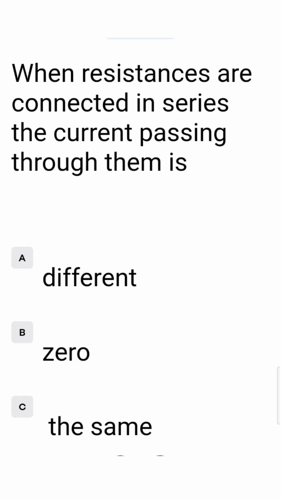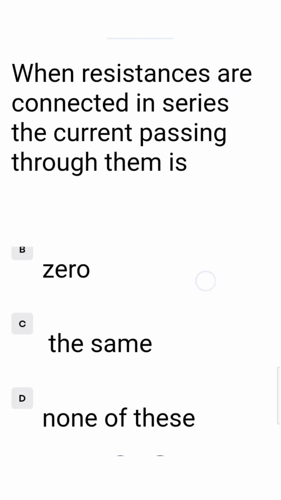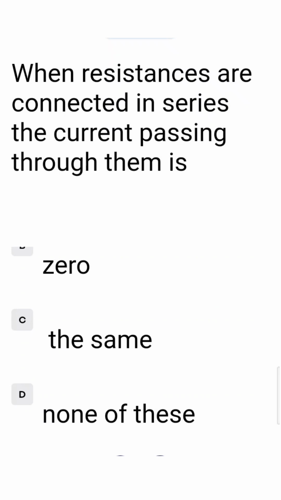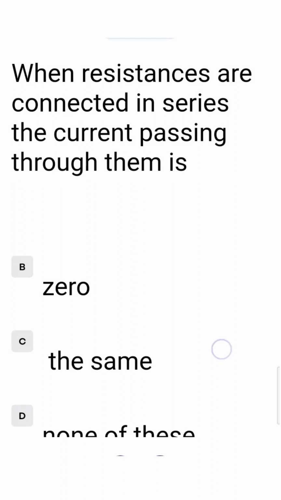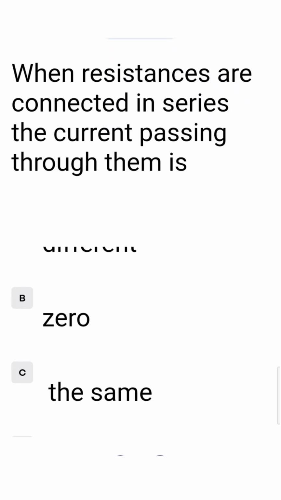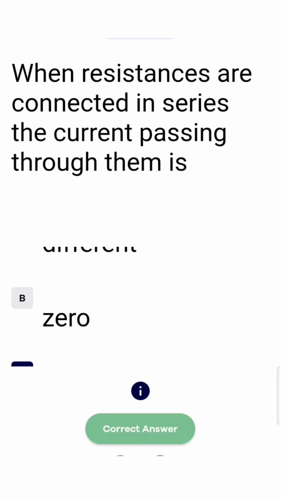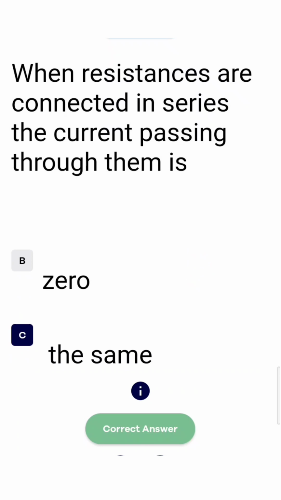When resistances are connected in series, the current passing through them is: A. different, B. 0, C. the same, D. none of these. The answer is C. So we tick option C.